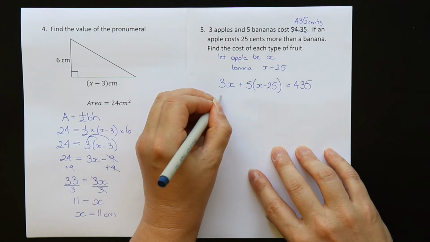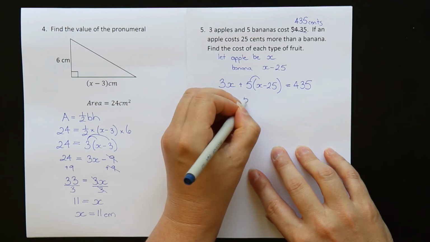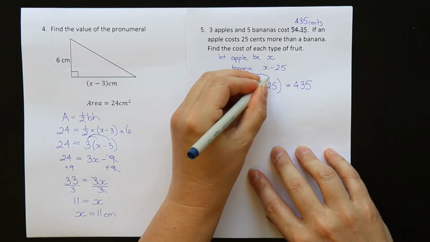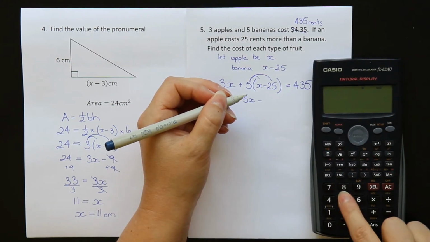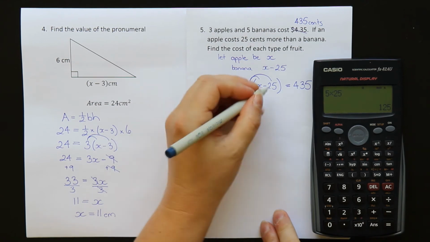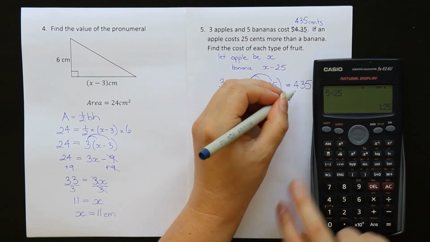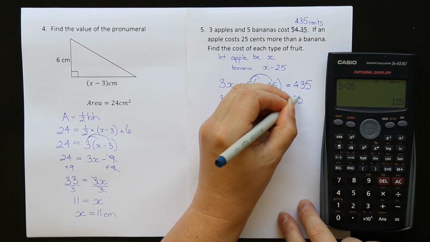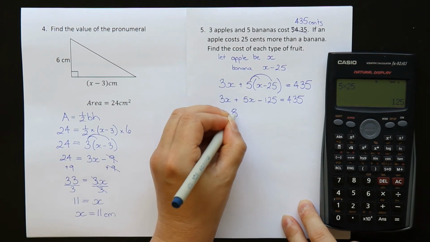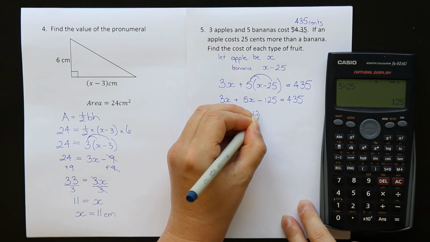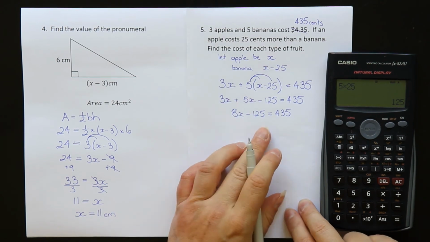Expand out the brackets. 3x plus 5 times x is 5x. 5 times 25, might need a calculator for that. So let's bring that in here. 5 times 25 equals 125, which equals 435. Let's collect up over here. 3x plus 5x is 8x minus 125. Okay, I haven't changed any of those numbers there.